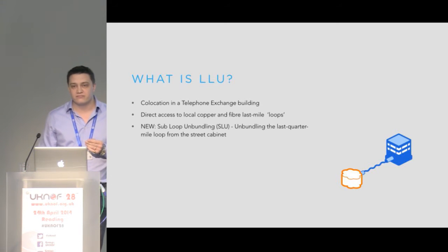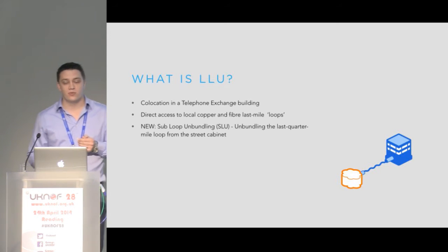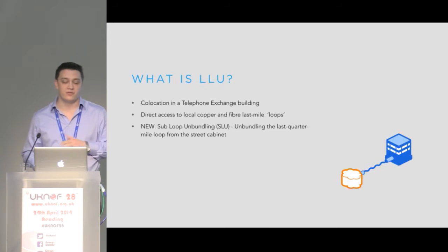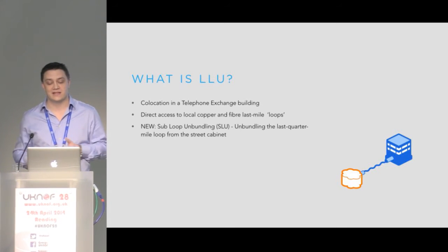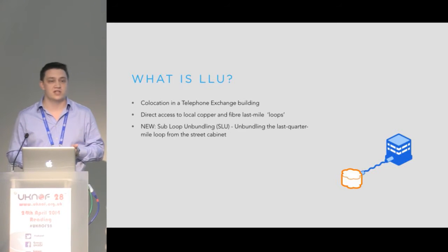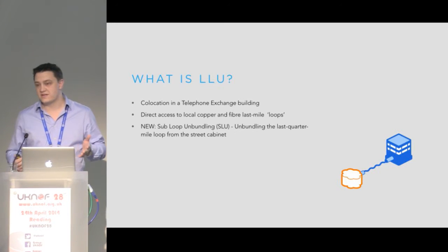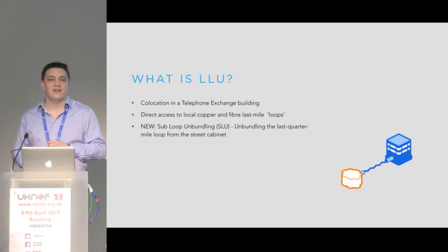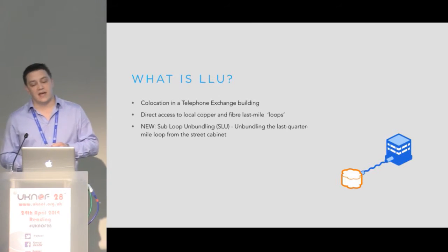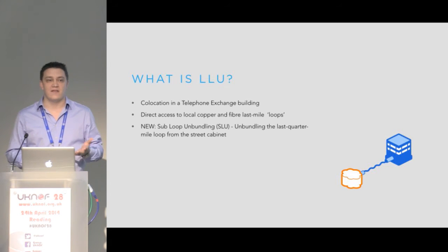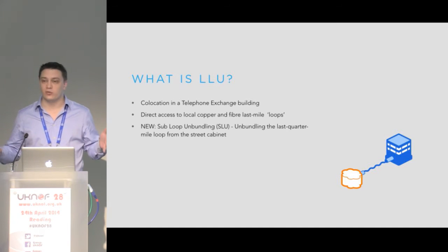It may not be clear to some people what LLU is. Hopefully it is to most people in the room. But ultimately it's unbundling. Local loop unbundling is just putting colo in a telephone exchange building. There are thousands of telephone exchanges across the UK. They're normally within a few miles of most people's homes and businesses. It's where all the infrastructure lives for your phone service and for your broadband service.